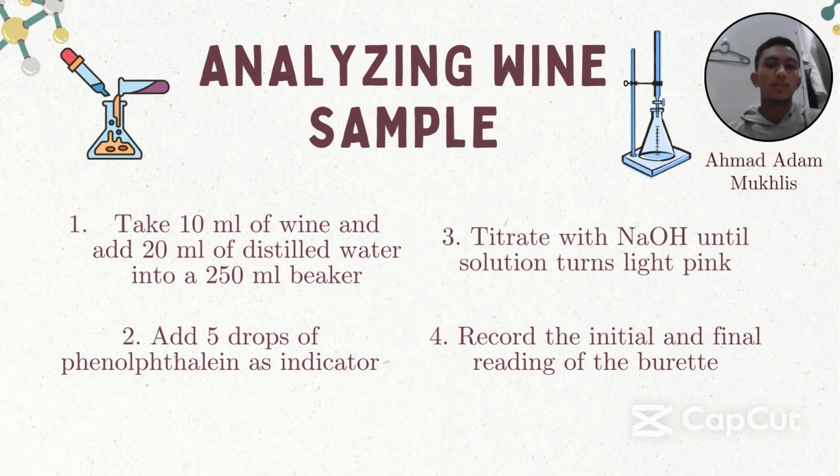The next step is to analyze the wine sample. The first step, we take 10 ml of wine and add 20 ml of distilled water into a 250 ml beaker. Next, we add 5 drops of phenolphthalein as an indicator. Next step is to titrate with the NaOH that we standardized earlier until the solution turns light pink. And the last step is to record the initial and also the final reading of the burette. Don't forget that this also has to be titrated at least 3 times.